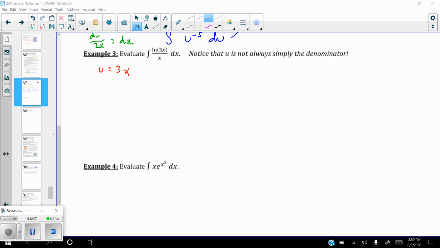Actually, that's not right, because that's just going to give us a derivative of 3. See, even I have to sometimes stop and think about it. So what we want to do actually is let the u value be the natural log of 3x. I think that's going to work for us.